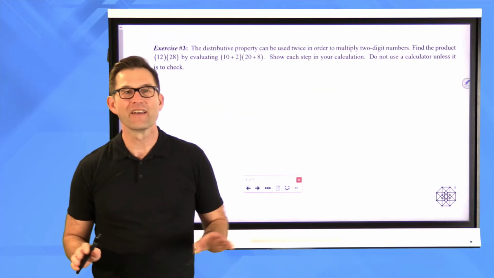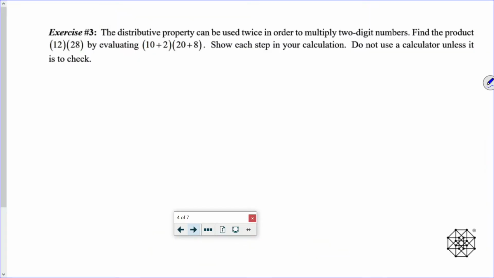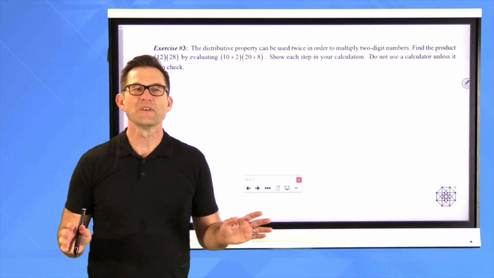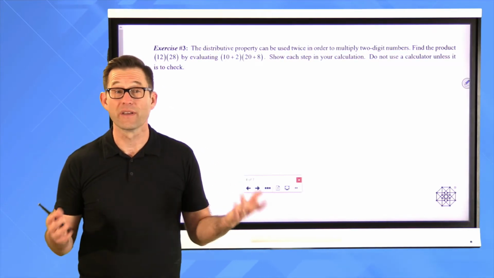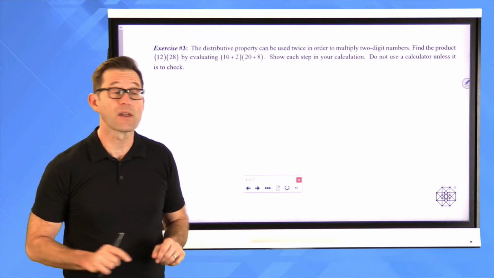All right, let's take a look at exercise number 3. The distributive property can be used twice in order to multiply two-digit numbers. Find the product of 12 times 28 by evaluating 10 plus 2 times 20 plus 8. Show each step in your calculation. Do not use a calculator unless it is to check. All right, this is what's called double distribution, and this can really mess with kids. But let's take a look at it.